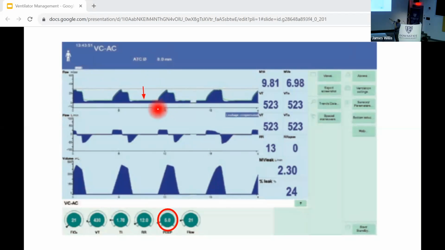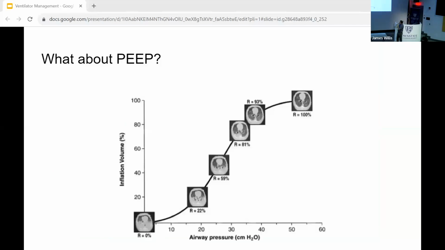PEEP. PEEP's another important number. And what about PEEP? What is it about PEEP? When you have a patient in ARDS, you see the lungs on both sides, the disease is heterogeneous. It could affect lungs very differently in different parts of it. And so you can break the lung up into parts depending on what is going on on an alveolus basis.